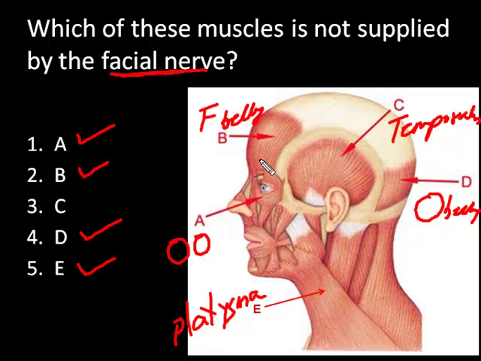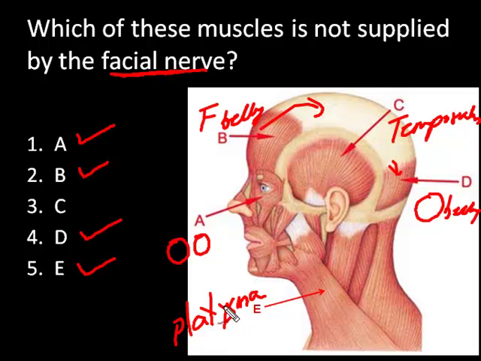B, which is the frontal belly, when it contracts, it pulls on the eyebrows and gives a surprise look. D, the occipital and the frontal belly, act together really. Because this pulls, then this will go this way. So when this contracts, both of them do the same thing.